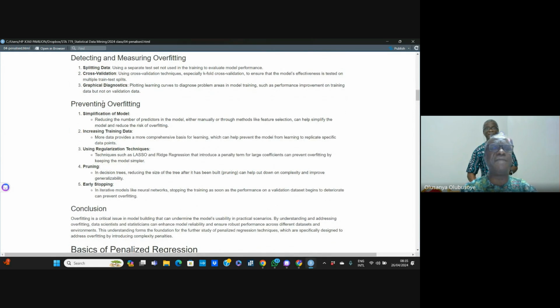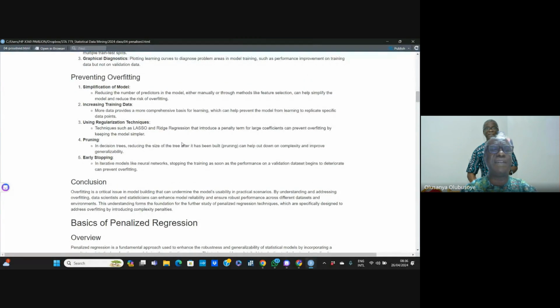How do we prevent overfitting? Yes, you have to simplify the model, reduce the number of predictors, increase the training data, add more data points to the training data, and use regularization techniques, which is what we want. That's why we are even here. One reason why we are learning penalized regression is because we want to be able to prevent model overfitting.